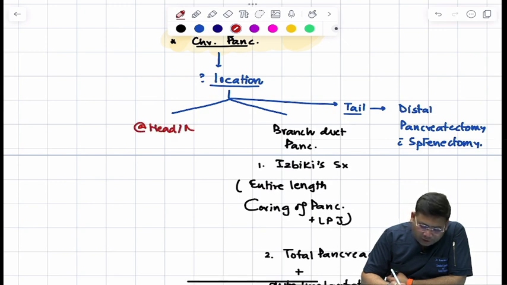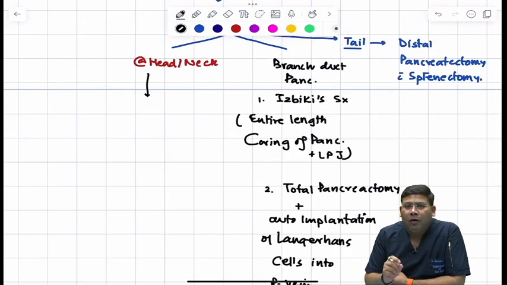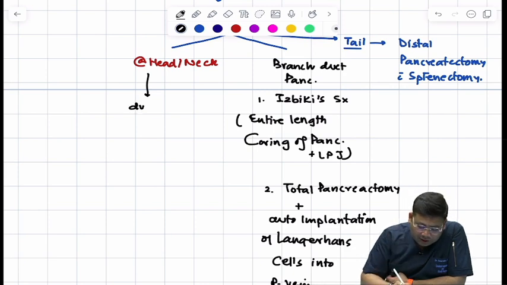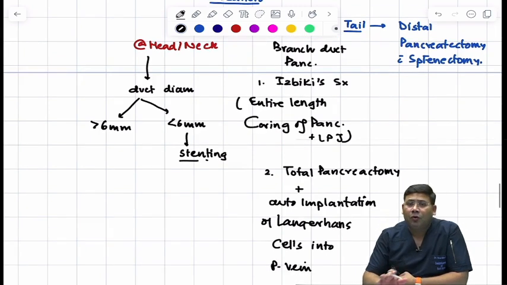So if it is involving the head or the neck or the body, how do you approach this? So head and neck, this is very interesting. The next thing is we will only go for surgical intervention if the duct is more than 6 mm in diameter. So the duct diameter is of paramount importance. If it is more than 6 mm, I was saying 6 centimeter by mistake, or less than 6 mm. If it is less than 6 mm, you can go for the stenting. Remember, surgery is not done for them.